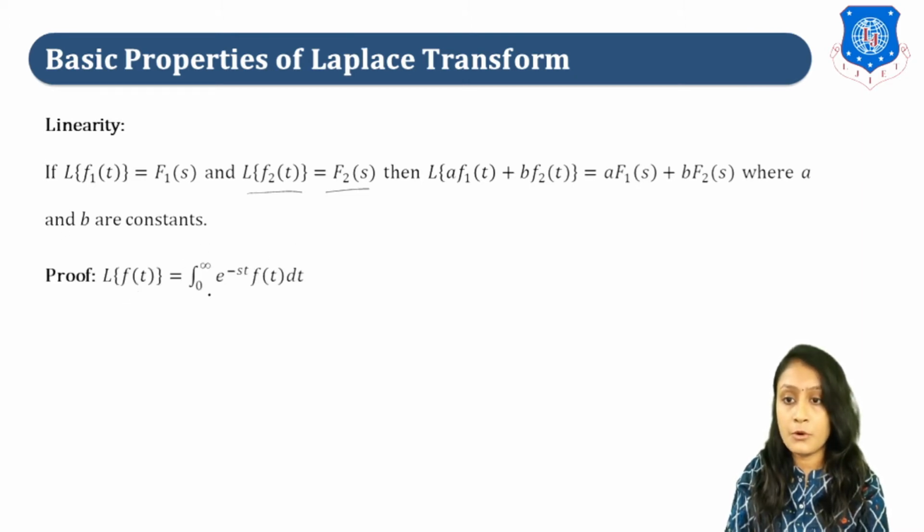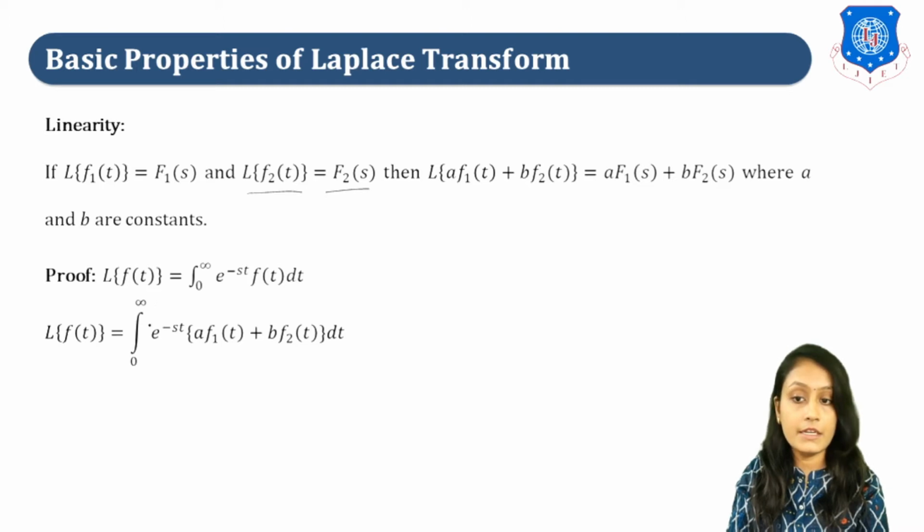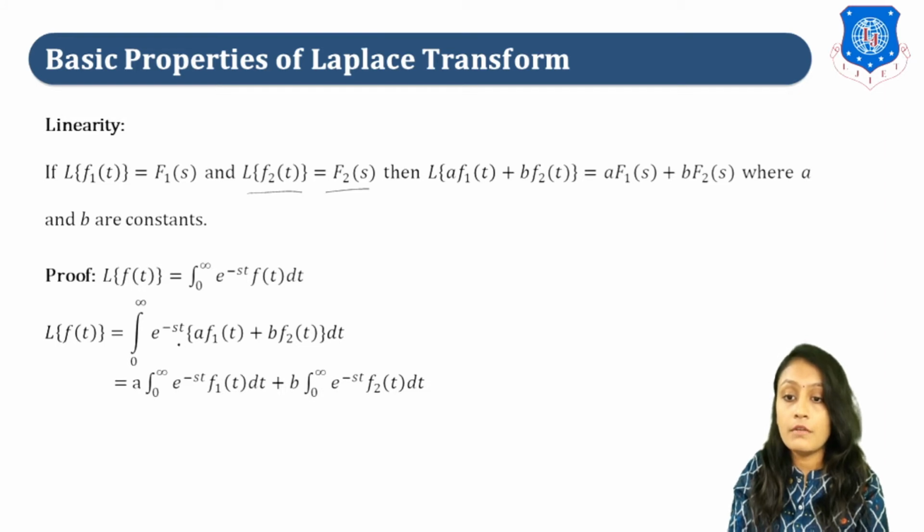Now let's see its proof. The Laplace transform of f of t, this is the main formula, is the integration from 0 to infinity of e raised to minus st f of t dt. Now e raised to minus st as it is, and in place of f of t we will write a f1 of t plus b f2 of t, dt. Now we will multiply this e raised to minus st inside and split the integration. These a and b are constants, so we will take them outside the integration.